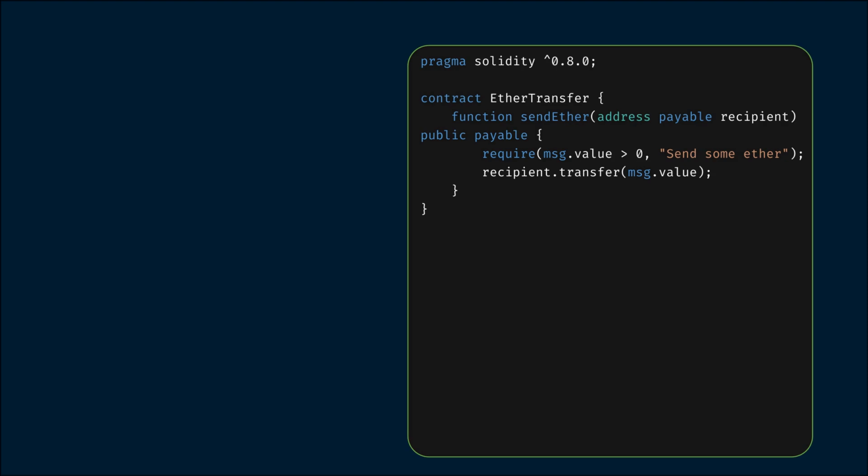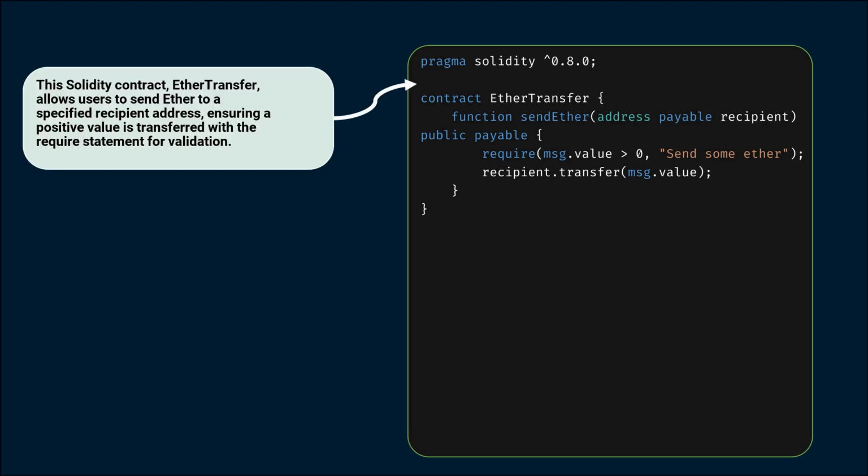Now let's see how we can implement a simple contract to send Ether on the Ethereum network. In this contract, we define a function named sendEther, which takes as parameters the address of the recipient and uses the payable modifier, allowing the function to receive Ether. To ensure that some Ether is actually being sent, we use the require statement to check that msg.value, which represents the amount of Ether sent with the transaction, is greater than 0.